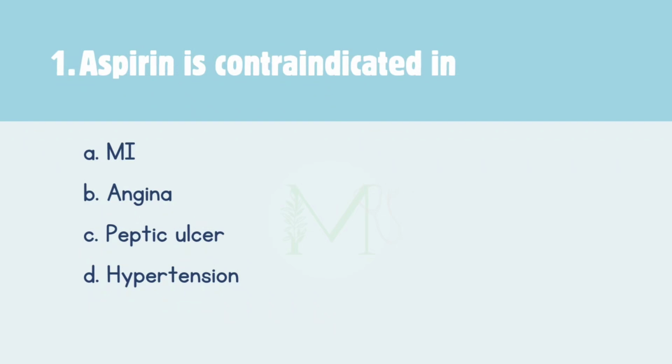Let's look at the first question. In which of the following conditions is aspirin contraindicated? Myocardial infarction, angina, peptic ulcer, hypertension. So they are asking about aspirin.